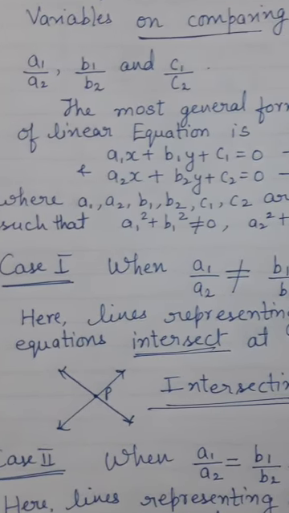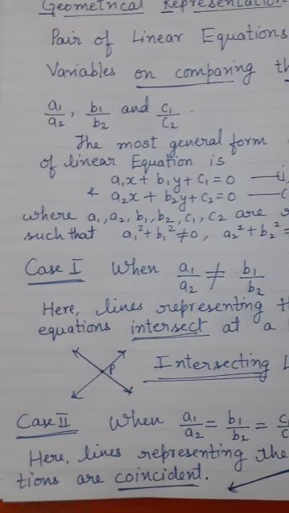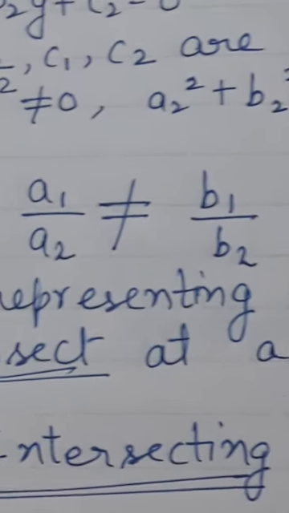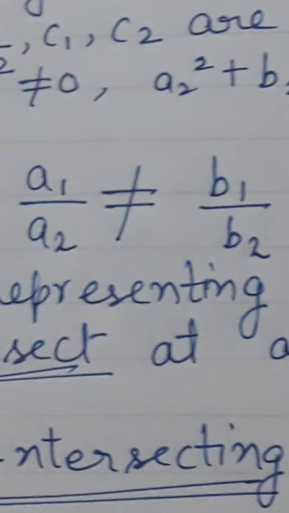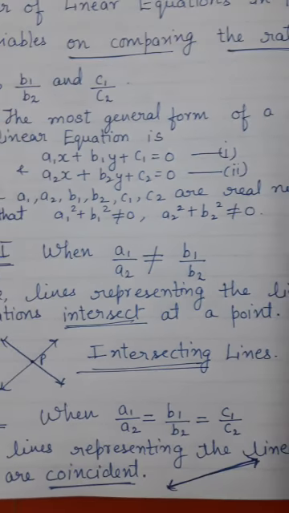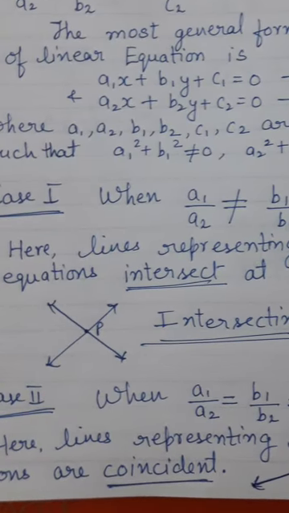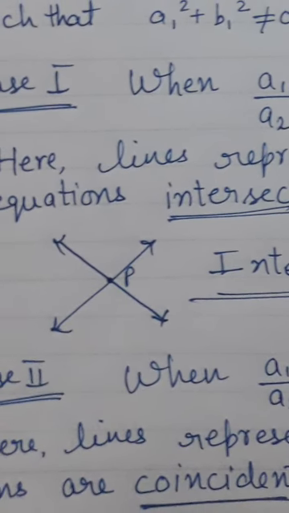Now the first case arises. See here. Case first is when a1 by a2 is not equal to b1 by b2. It means that the ratio of coefficients of x is not equal to the ratio of coefficients of y. When this case arises and we represent both equations by lines, then these lines will intersect each other. We get intersecting lines, and if they intersect at point P, then this point P will be the solution for this pair of linear equations.